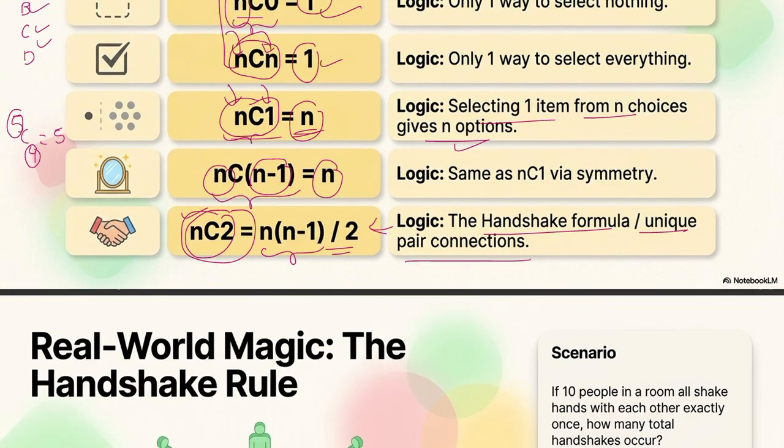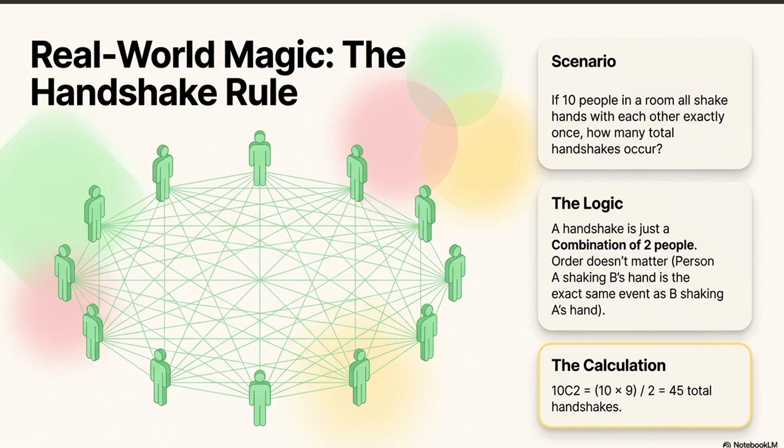Look at how we apply the handshake formula in real life. Let's say 10 people in a room all shake hands with each other exactly once. How many total handshakes occur? To find the total number of handshakes, we are using combination. The logic behind it is that a handshake is just a combination of two people. Here order does not matter. Person A shaking B's hand is exactly the same as B shaking A's hand. So this is nothing but a combination.